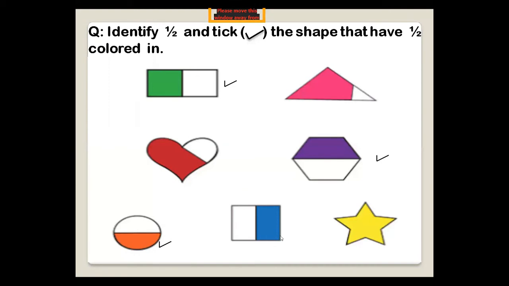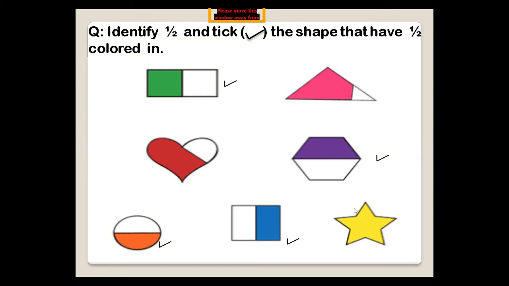Now see the next. What is this? This is a square. It is also divided into two equal parts. Both parts are the same in size. So that's why we will also put the tick on it.